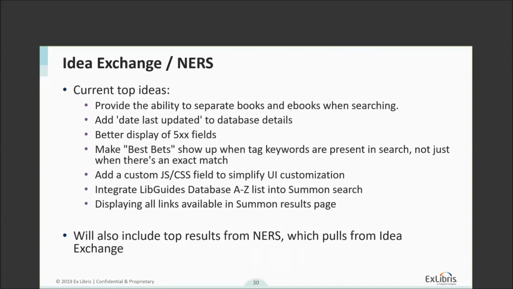The top ideas include things like separating the books and ebooks from searching, adding a date last updated to the database details, better display of 5xx fields, and a variety of others. If you haven't been out to the Idea Exchange recently, please go out there and take a look. There's a lot of good ideas there. So I'll pull from both Idea Exchange and all top results from NERS will be included as well.